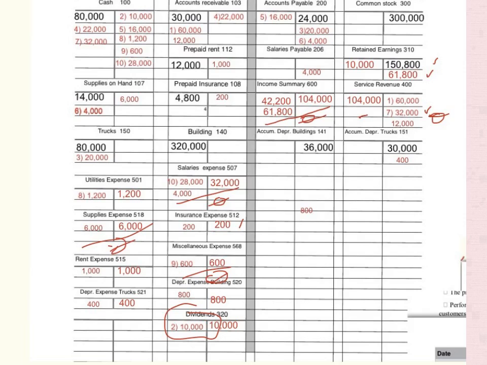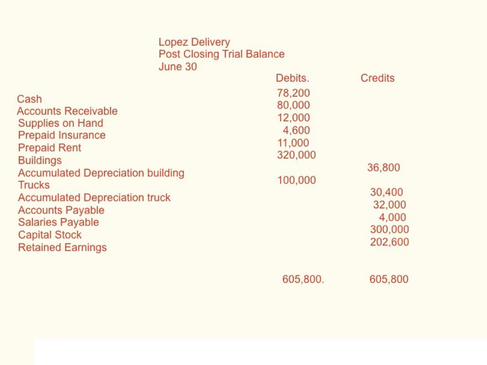All I'm left with is my balance sheet accounts, and my balance sheet then, Lopez Delivery, post-closing trial balance, and I list the debit balance accounts and I list the credit balance accounts, and we balance, and we are ready to start the month of July. And that completes the accounting cycle for the month of June. Now, this repeats itself. Every month we repeat this cycle because we are preparing monthly statements. And that concludes then chapter 4.